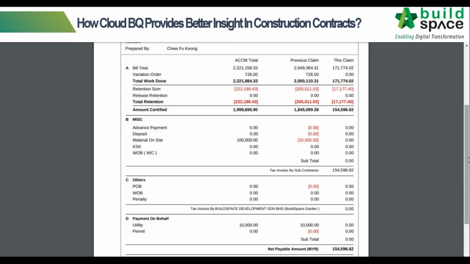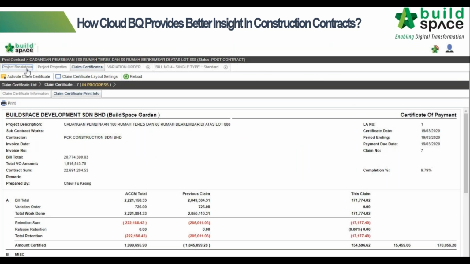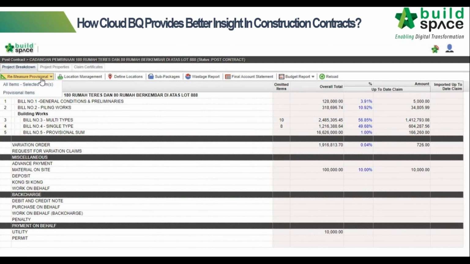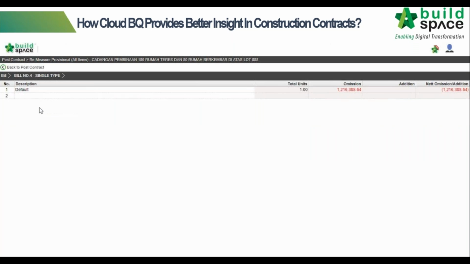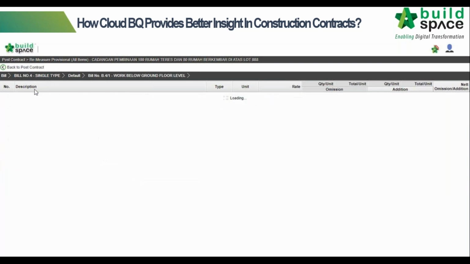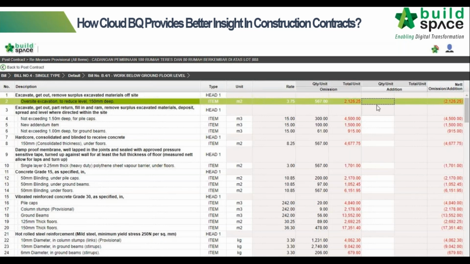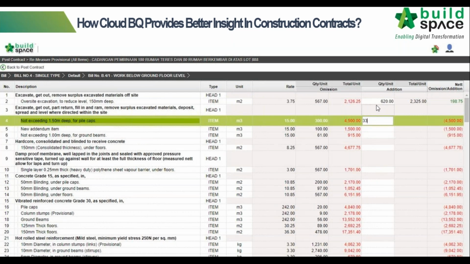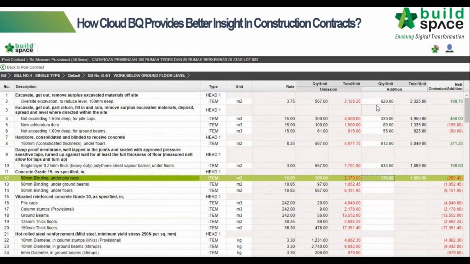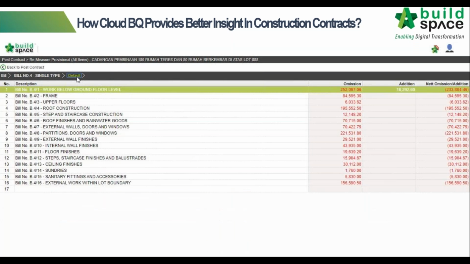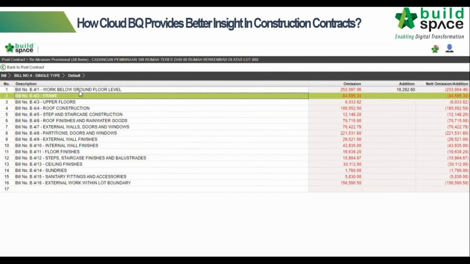And last thing, if we want to do the remeasurement for the project in the cloud, we can utilize the cloud system. Take for example, if we go to the remeasurement module, we can drill in up to the item level for the BQ, and we can key in the new quantity after remeasurement. Once we key in, another big point is it will auto sum up the net omission addition for you. So if we go back a level, we can see the summary of the comparison, the omission, and also the net omission addition.